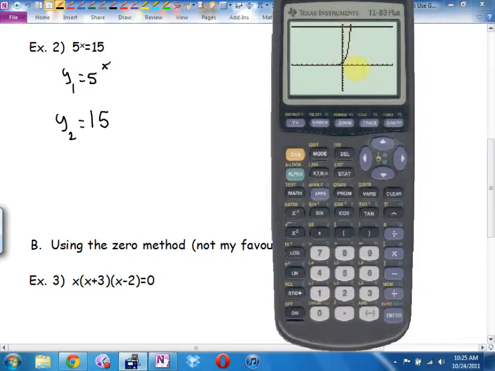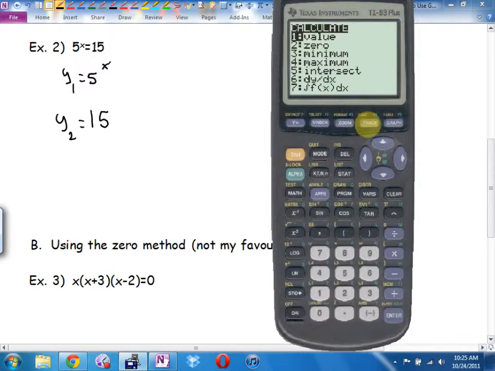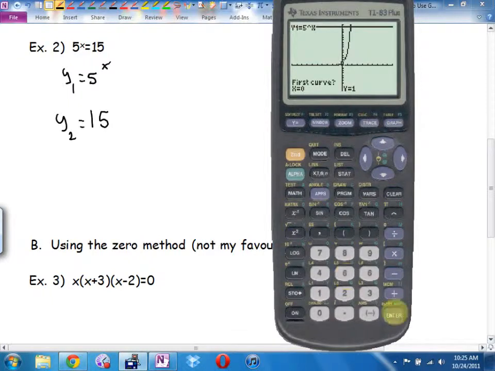But let's find it officially. Second function, calculate. Intersection. First curve, enter. Second curve, enter. Guess. Since there's only one intersection, I'm not even going to move my cursor. I'm just going to hit enter for my guess because that's faster. I don't need to tell it which one to go find. And I get an answer of x equals 1.683.